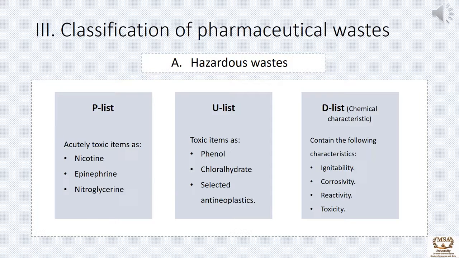U-listed items are considered toxic, such as phenyl, chloral hydrate, and selected antineoplastics. The D-list contains items that produce wastes with any of the following characteristics: ignitability, corrosivity, reactivity, or toxicity.